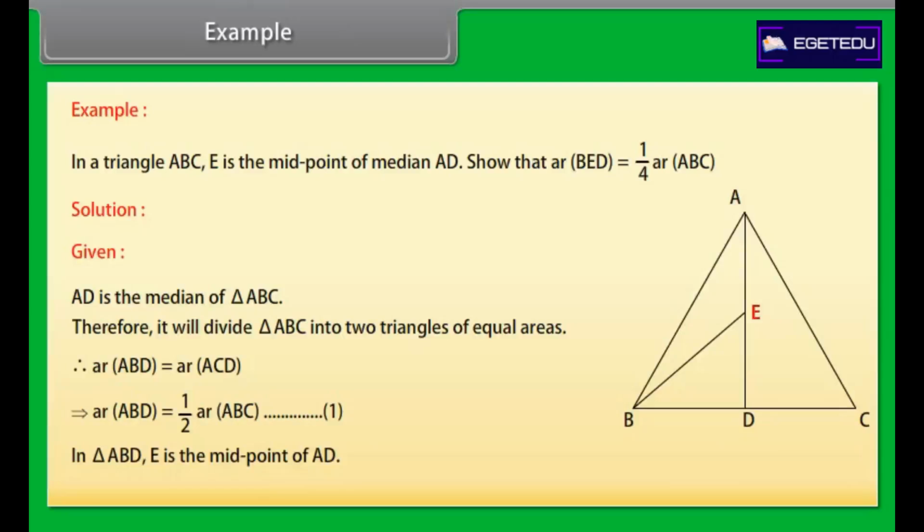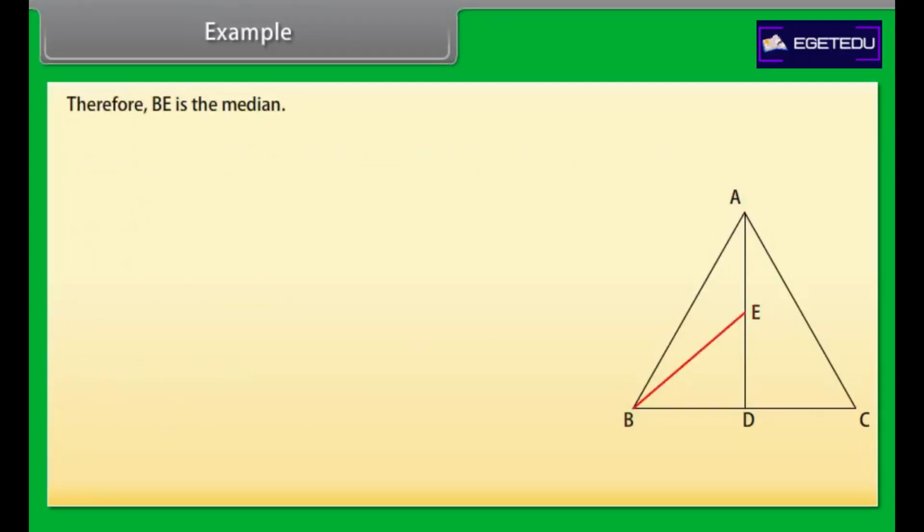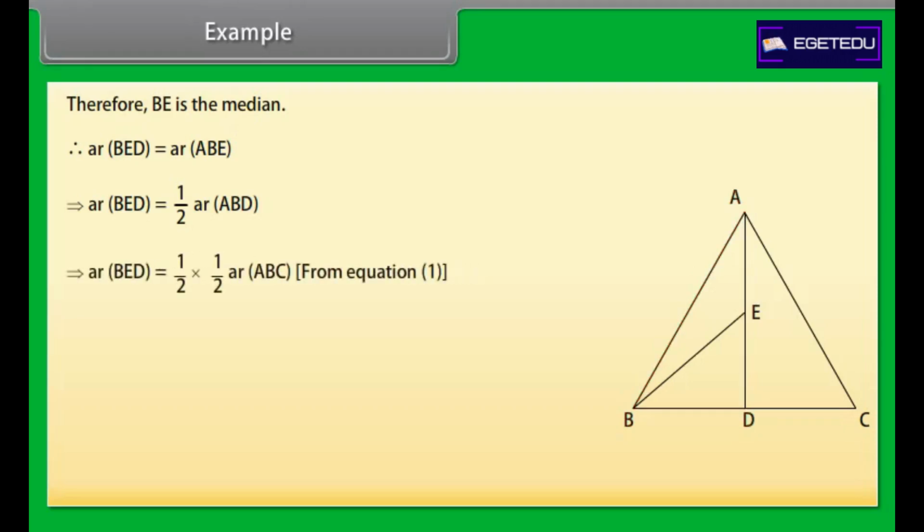Solution: given that AD is the median of triangle ABC, therefore, it will divide triangle ABC into two triangles of equal areas. Therefore, area of triangle ABD is equal to area of triangle ACD, which implies that area of triangle ABD is equal to 1 upon 2 area of triangle ABC. Mark it as 1. In triangle ABD, E is the midpoint of AD, therefore BE is the median.